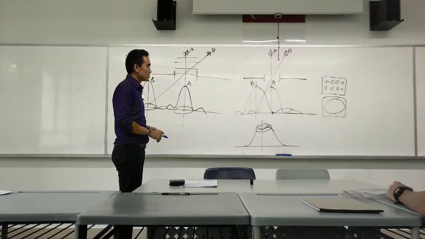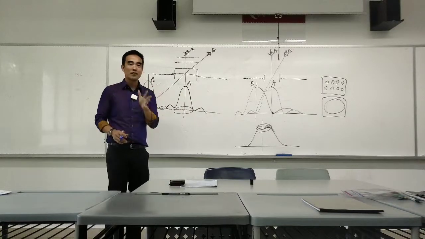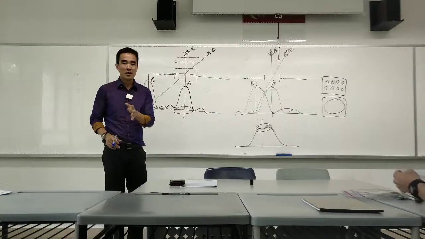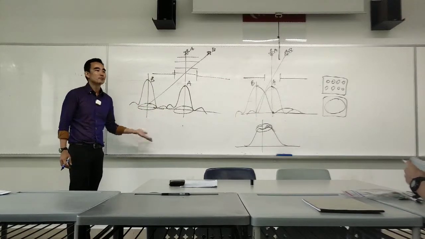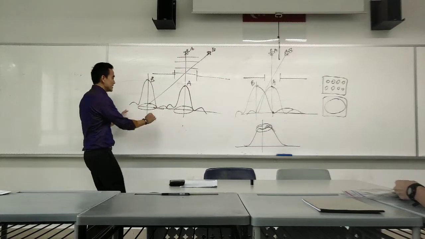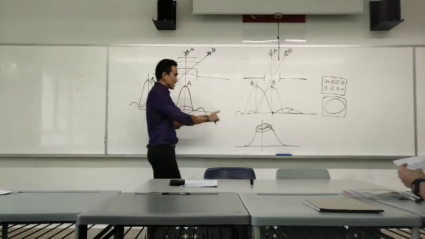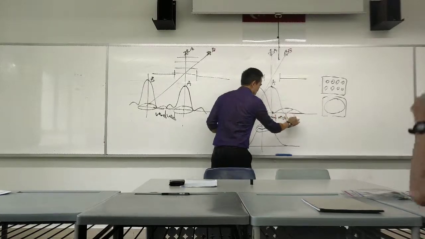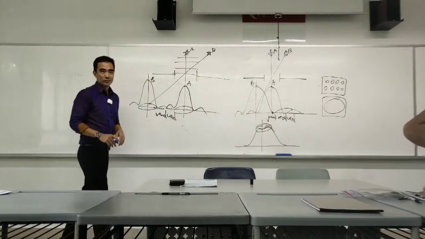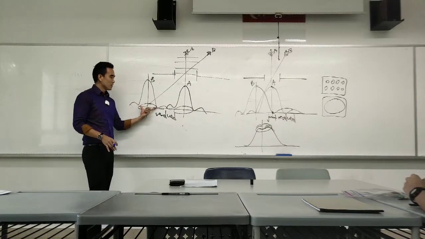So this is the limit to what you can resolve, when you can just resolve. Resolve simply is a complicated word for being able to see two separate things as two separate things. So this is what we call two objects resolved. This case is when it is just resolved. Cool?